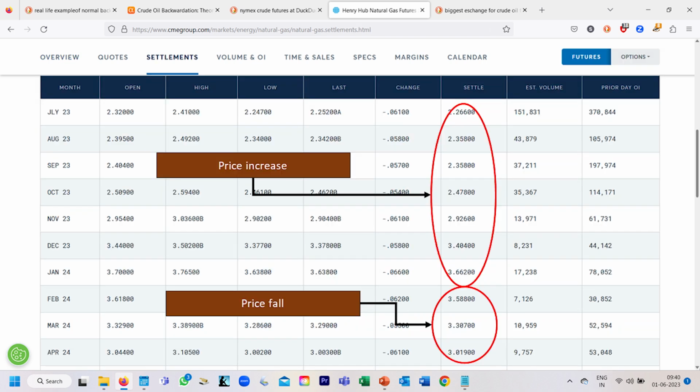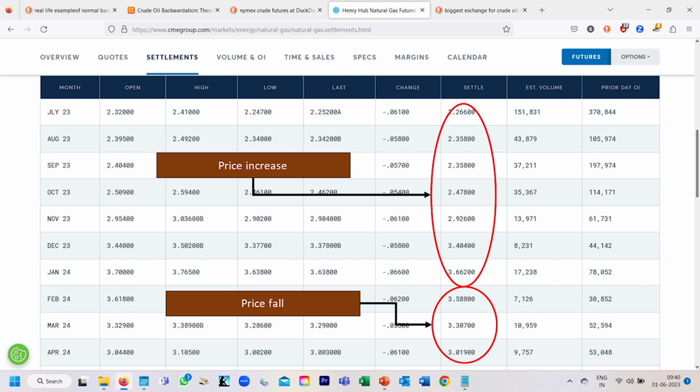Here in the settlement screen, we can see that there is a price increase for settlement happening for about 6 months. So price is moving from 2.266 to approximately 3.662 in the 6 months. But thereafter, for the next 3 months, February 24, March 24 and April 24, the prices are gradually moving down, which means that the producers are looking at hedging their risk of the prices going down in the months of February, March and April 24.